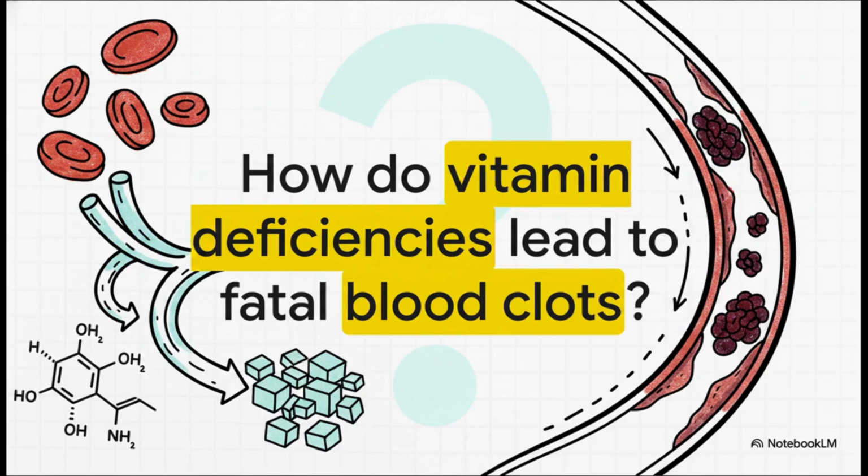So when we're correcting a macrocytic anemia, we aren't just fixing some random lab number on a chart. We might literally be saving a patient from a catastrophic clot. Keep that in mind the next time you're looking at a blood smear.